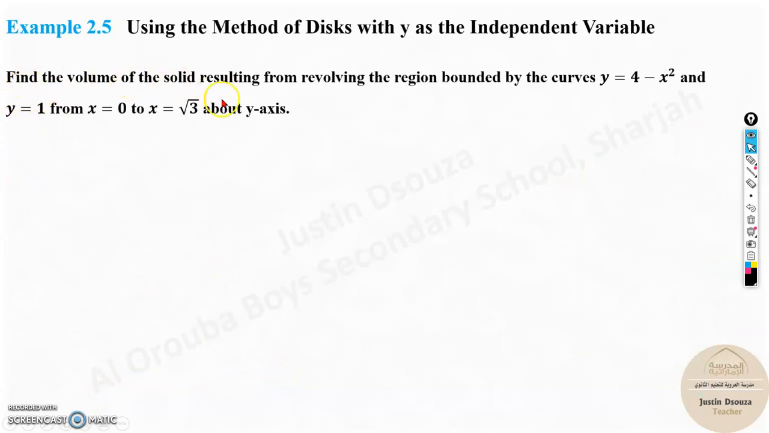Find the volume of the solid resulting from revolving the region bounded by the curves y equals 4 minus x squared and y is equal to 1, from x is equal to 0 to x is equal to root 3, about the y-axis.